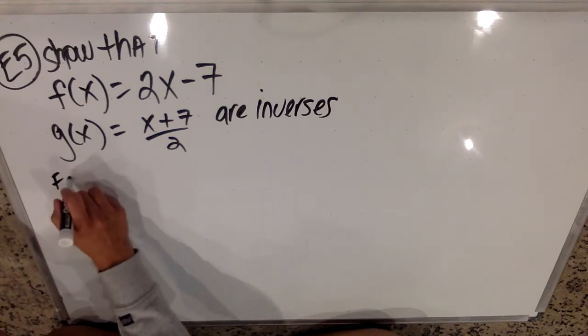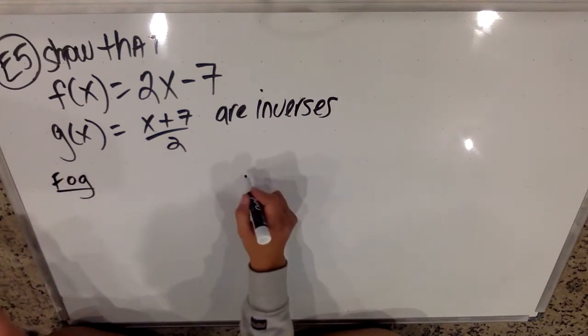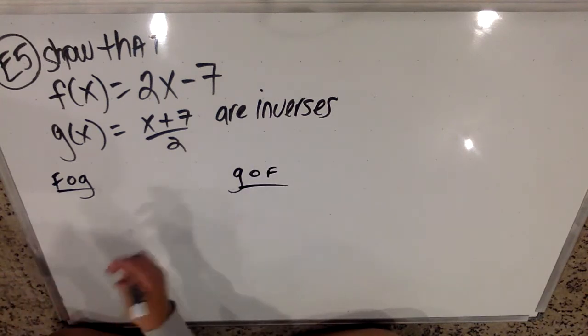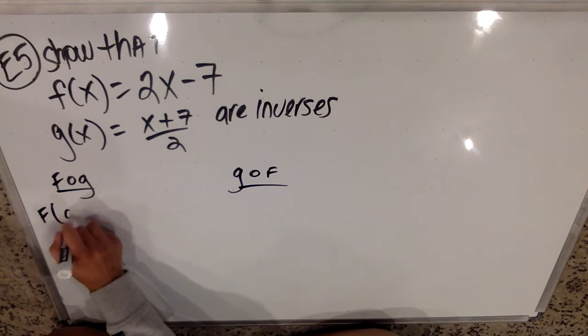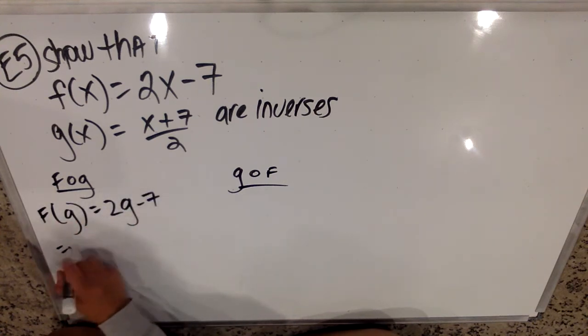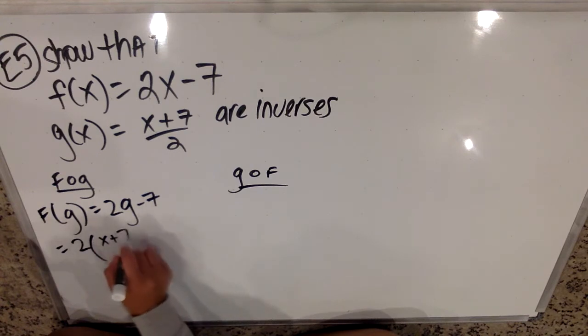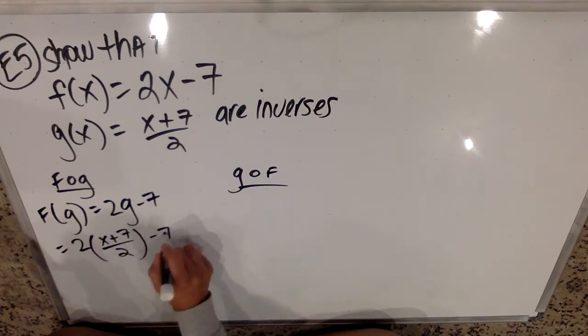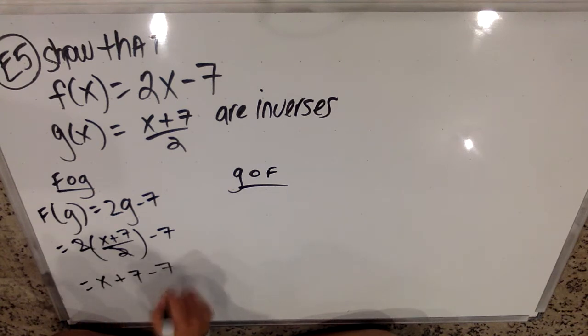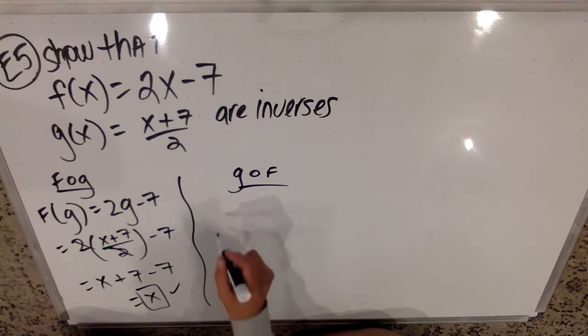Okay, so in order to verify that they are inverses, we need to do two things. We need to do f of g, and we need to do g of f, and we need to show that both of those equal x. So f of g is going to be f outside g, which means 2g minus 7, which is going to be 2 times g, which is (x plus 7) over 2, minus 7. Well, the 2's are going to cancel, and I'm going to get x plus 7 minus 7, which is totally just an x. So that one works. I'm going to do the same thing over here.